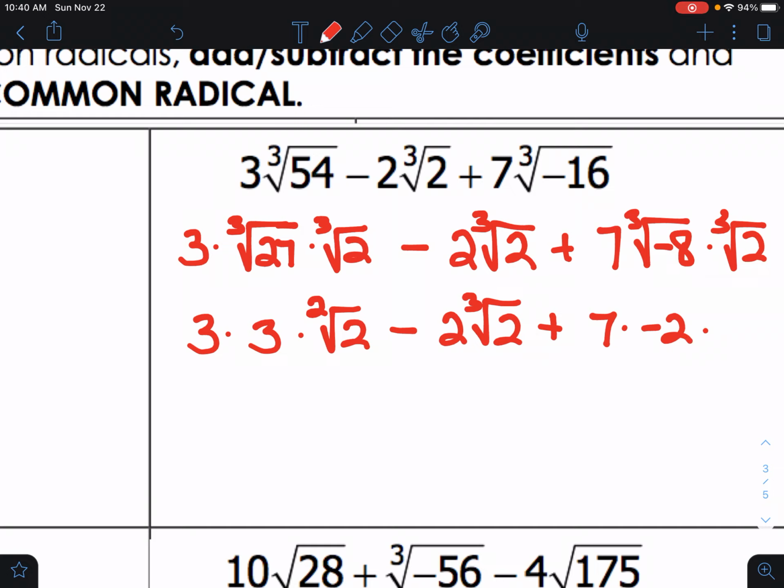And then, all right, so what do we have? We have 9. Oops, I wrote a cube here. This should be a cube. Let's undo that.